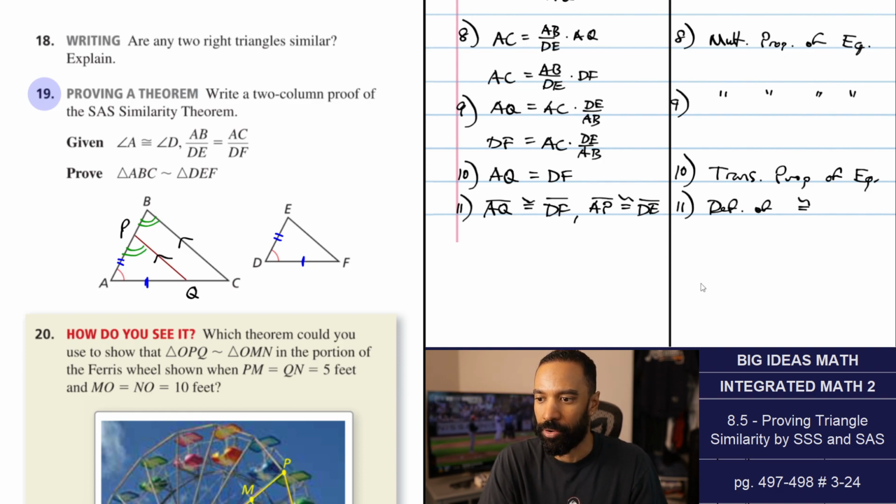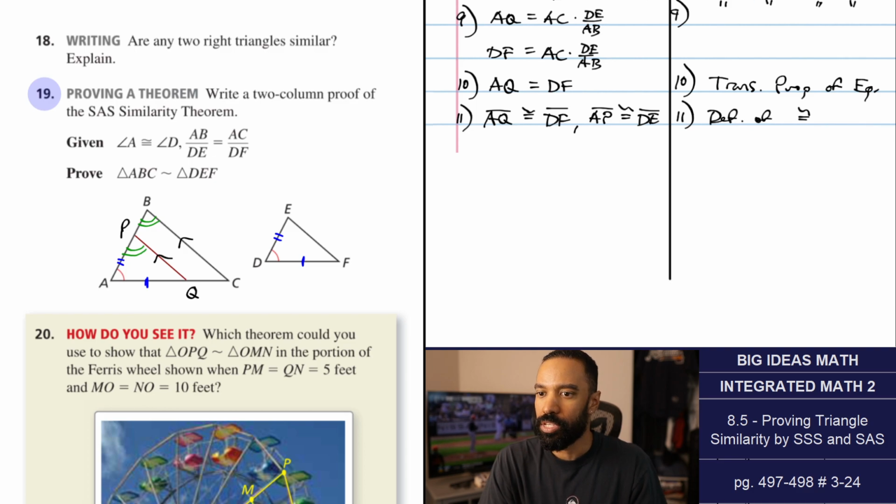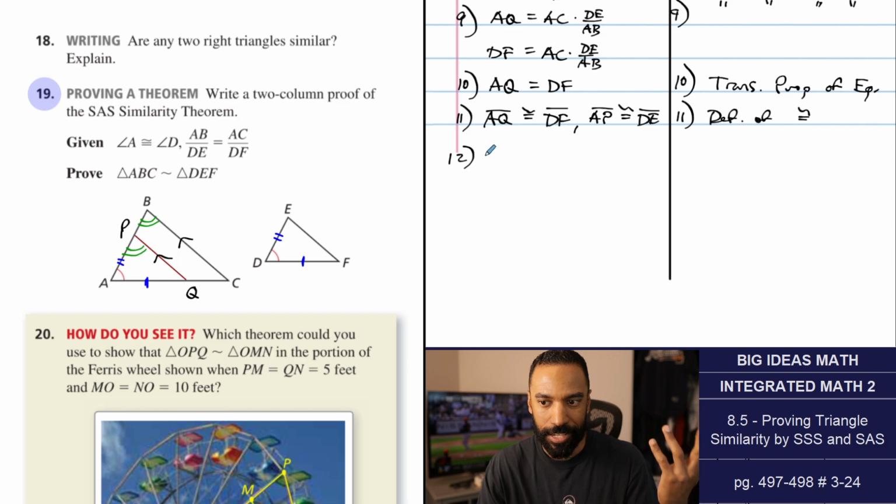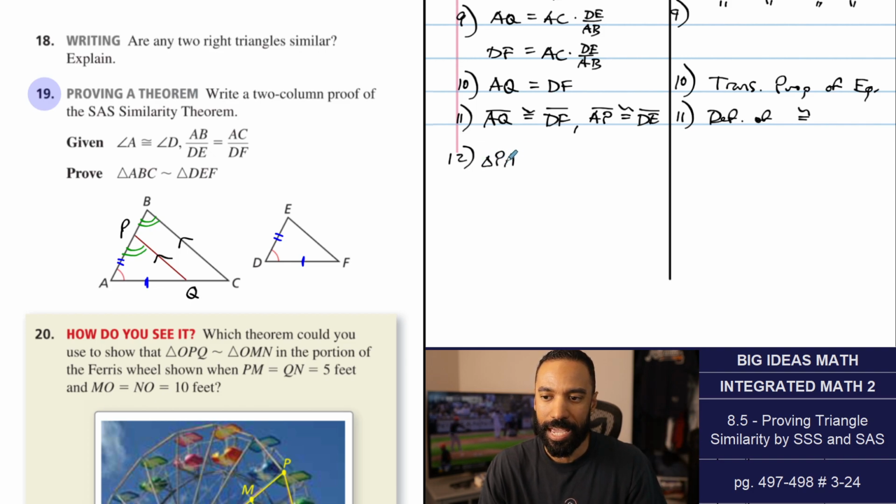It looks like we're leading better into what we have here. So these two triangles are congruent to each other. Let's call them PAQ. Triangle PAQ is congruent to triangle EDF. I probably should say APQ. Oh well, EDF. This is side angle side congruence, not similarity. Side angle side congruence theorem.